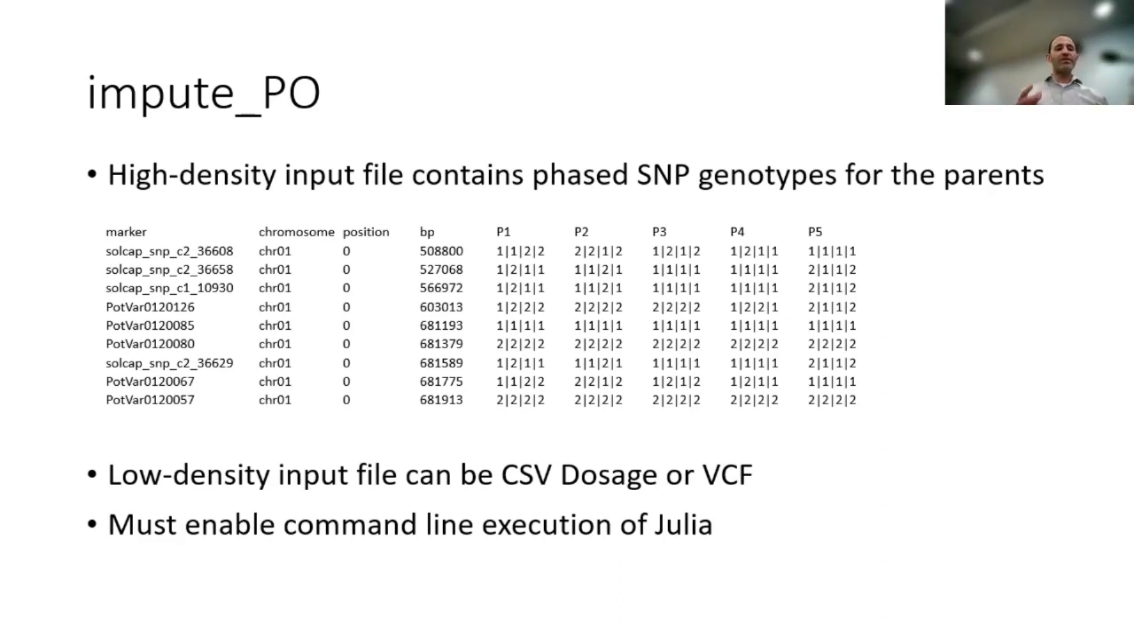The low density input file can be either CSV dosage or VCF. And again, you have to have already installed PolyOrigin and have that working on your computer for this to work. Installing the PolyBreeder package isn't going to do that for you. You have to do that separately. And there's tutorials about how to do that.